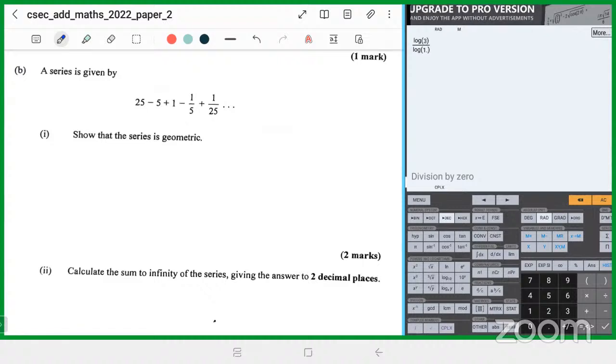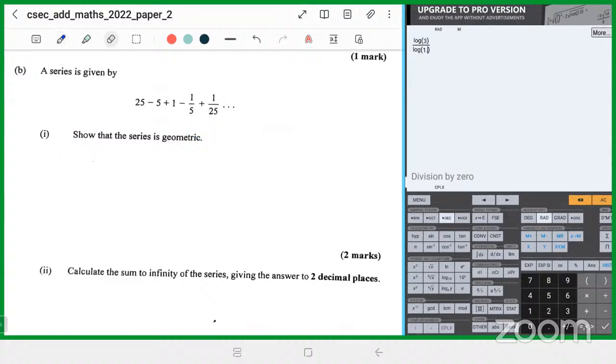So the difference is 20, and then 21, and then 20.8. Is that a GP? Are you sure? The difference cannot change. It's one common difference, but it's a GP. It then shows that it is geometric.